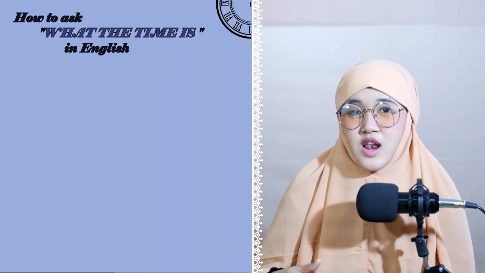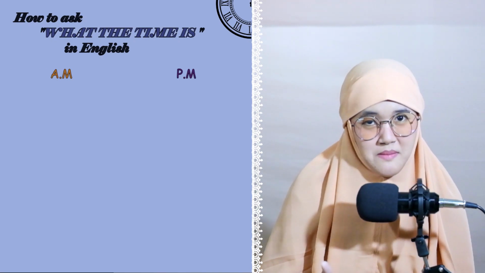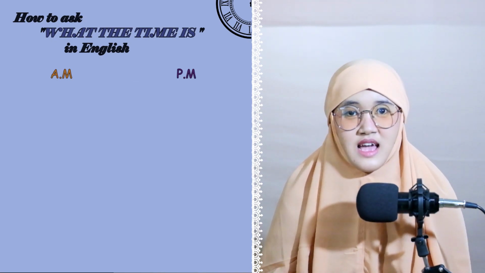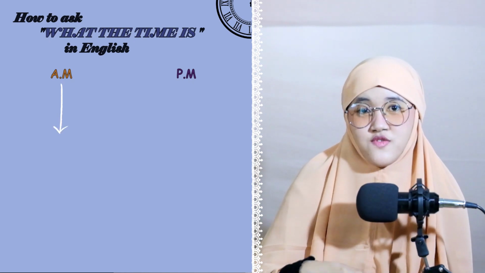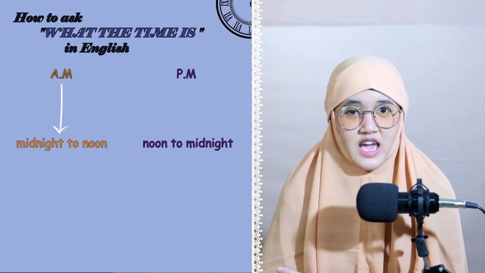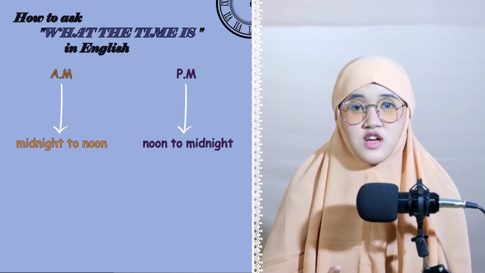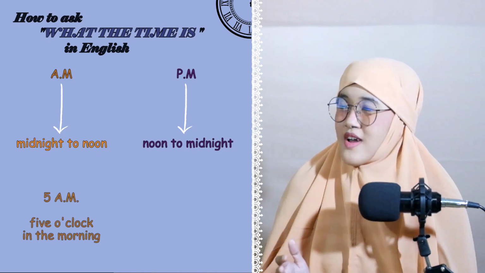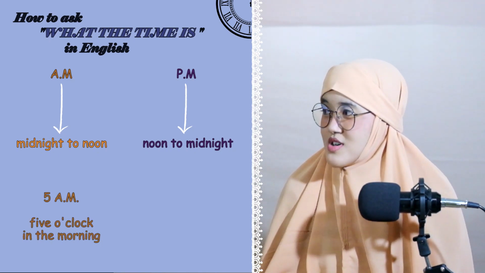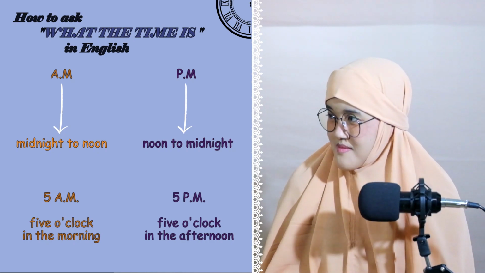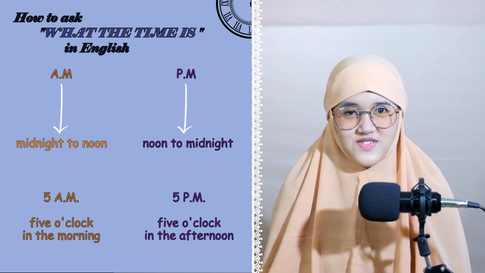In English, we normally use 12-hour periods. The 12-hour system divides the 24 hours of a day into two periods, lasting 12 hours each. The first 12-hour period is called AM, and the second period is named PM. We use AM from midnight to noon, and we use PM from noon to midnight. 5 a.m., 5 o'clock in the morning. 5 p.m., 5 o'clock in the afternoon.